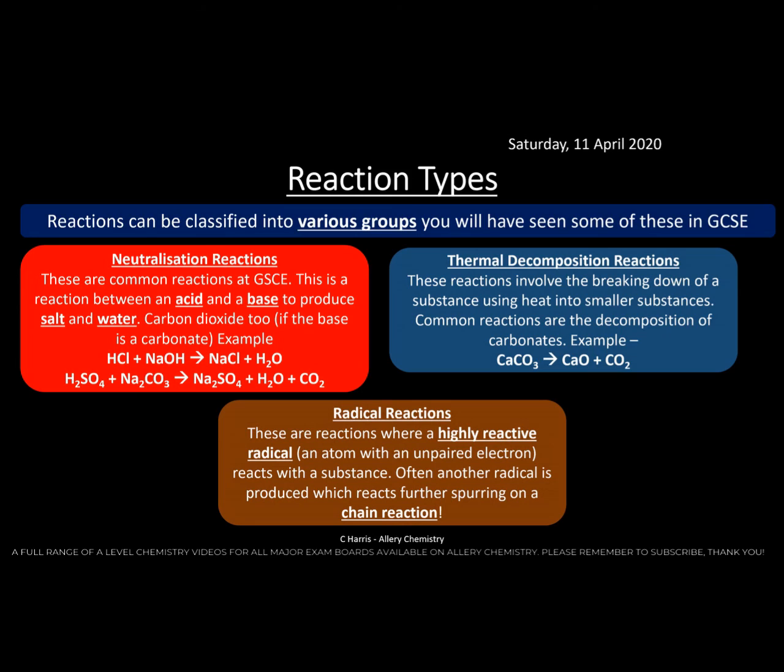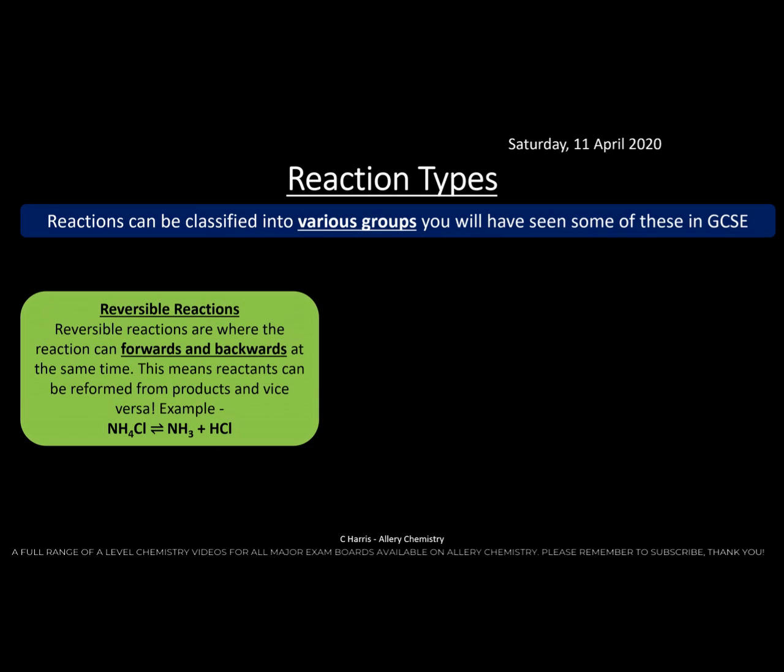You might have seen this if you've done it at GCSE. The breaking down of ozone is a classic example when we use CFCs. CFCs, if they are emitted into the atmosphere, cause a lot of damage to the ozone. So you might have seen radical reactions at GCSE with that if you've done that.